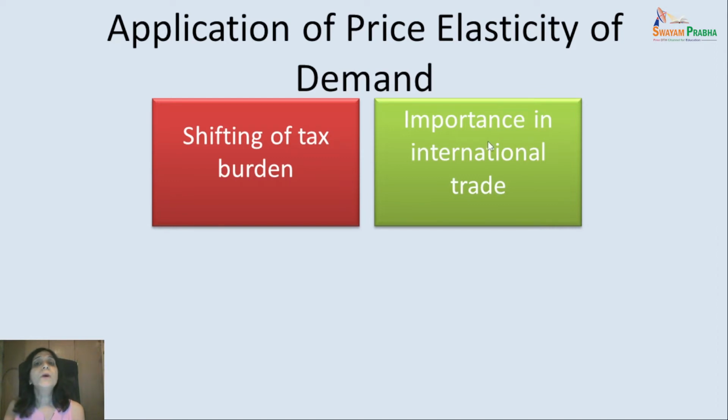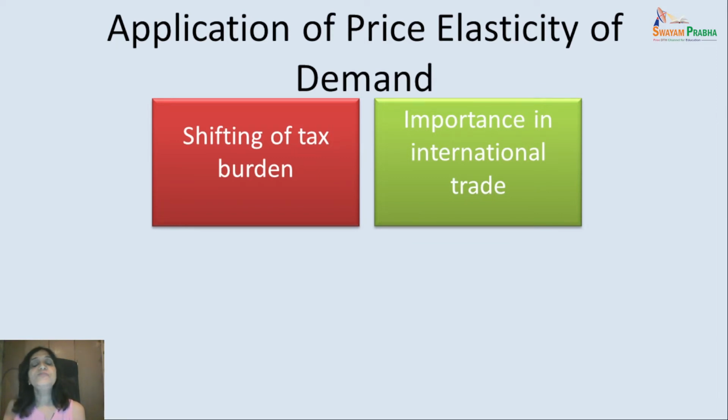When we are talking about elasticity of demand and its importance in international trade, what we are saying is that if a country is facing some foreign exchange problems, or if a country wants to correct its balance of payments, it wants to give impetus to its exports and reduce its imports, and it thinks, let me devalue my home currency. That is, let me reduce the value of my home currency compared to the foreign currency.